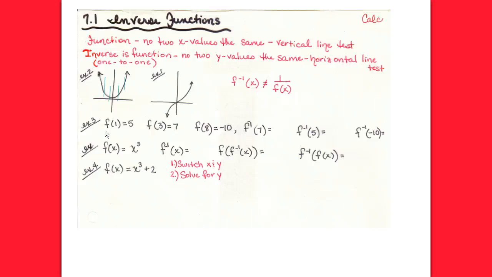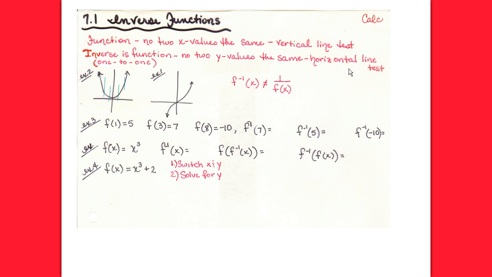Let me say that one more time. Because for an inverse, x and y switch places. If I want no two x values the same on my inverse, that means there can be no two y values the same on my original. So an easy way to check for that is the horizontal line test. And so that's why we said if you want to check if your inverse is a function, make sure that your original function has no two y values that are the same by doing the horizontal line test.